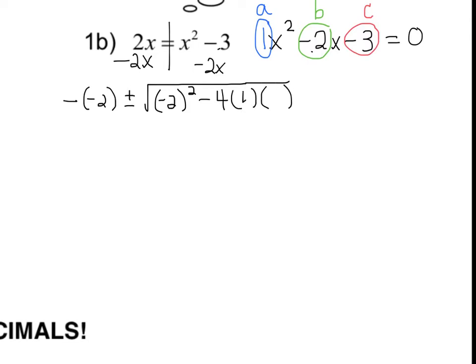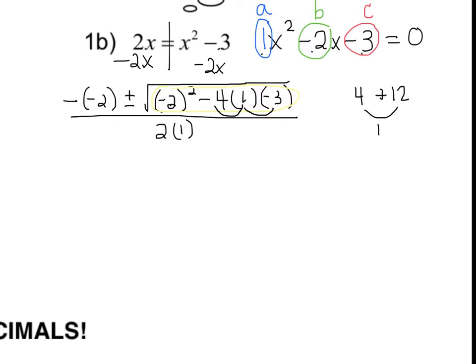So A is 1, C is -3, and all of this is over 2 times A, which is 1. So we're going to take everything underneath the square root sign, all of that, and we're going to simplify it down to one number. So over here off to the side, -2 squared is 4, and then -4 times 1 is -4. -4 times -3 is +12. So altogether that equals 16.